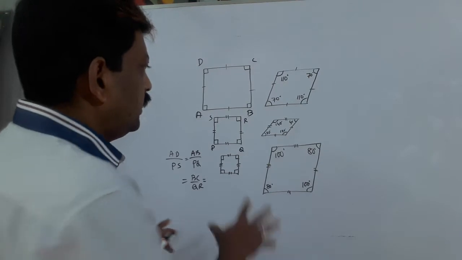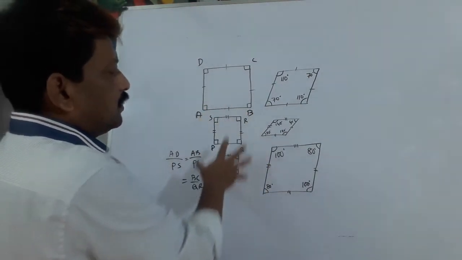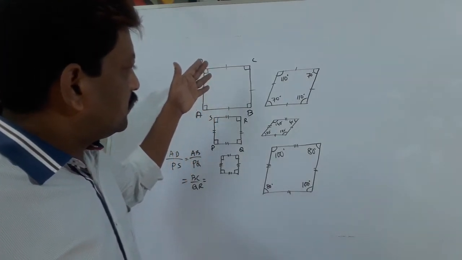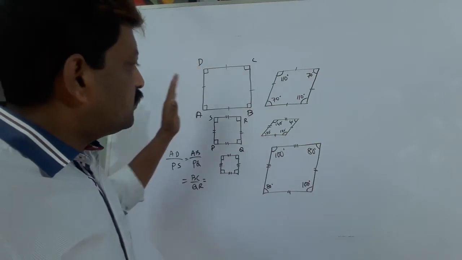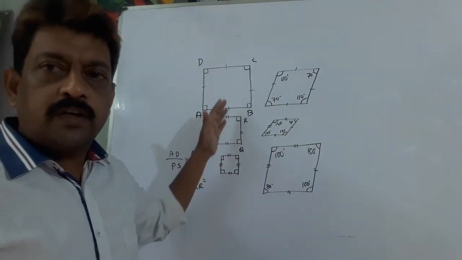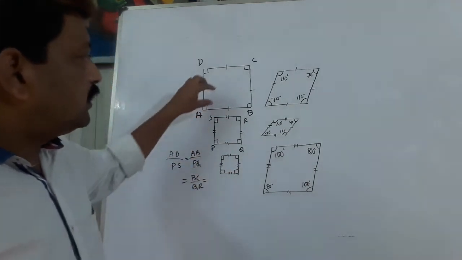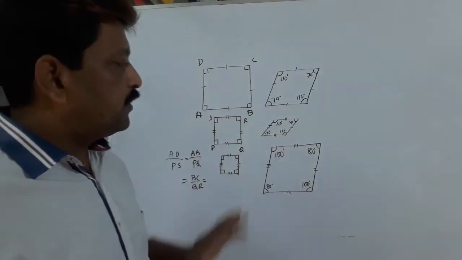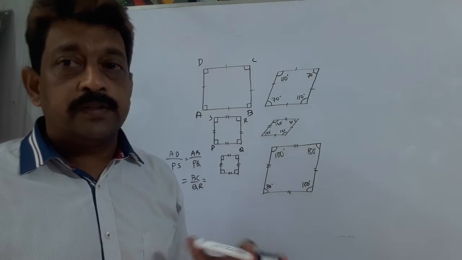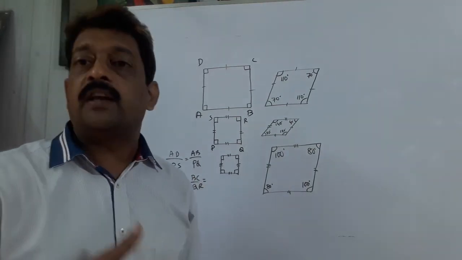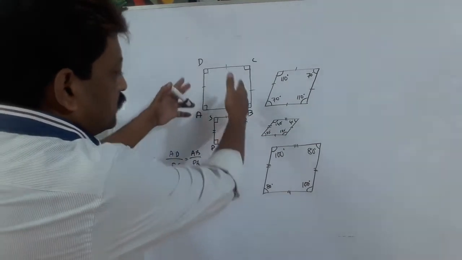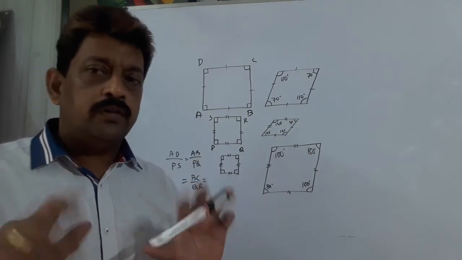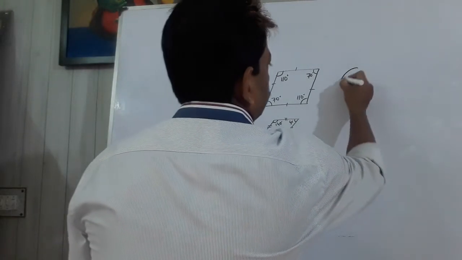Understood? So in case of similar figures, the shapes are equal, the included angles are equal, but the only difference is that they are of different size. And in case of rhombus, they are not of equal shape, not of equal size, and their angles are also not equal. So all squares are similar and all rhombuses are not similar. Understood? Okay, now if we take one more diagram, circle.